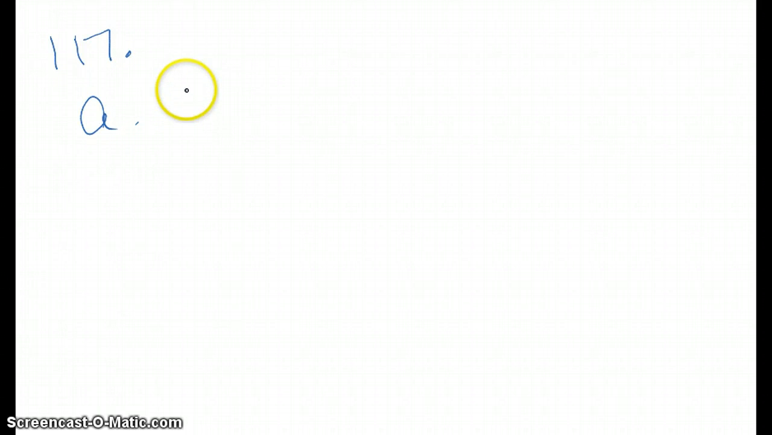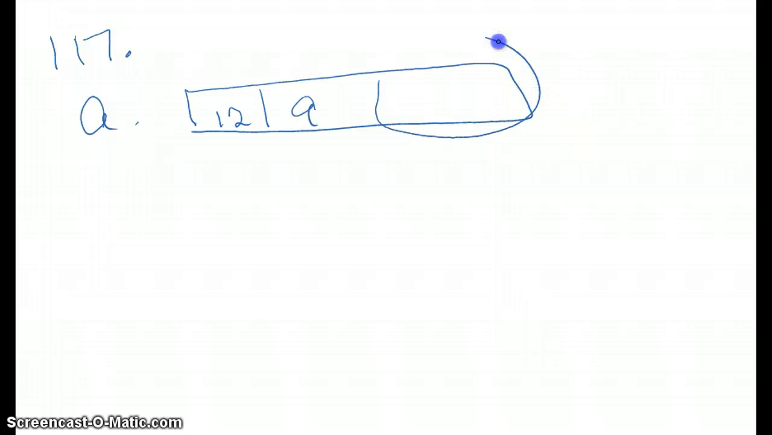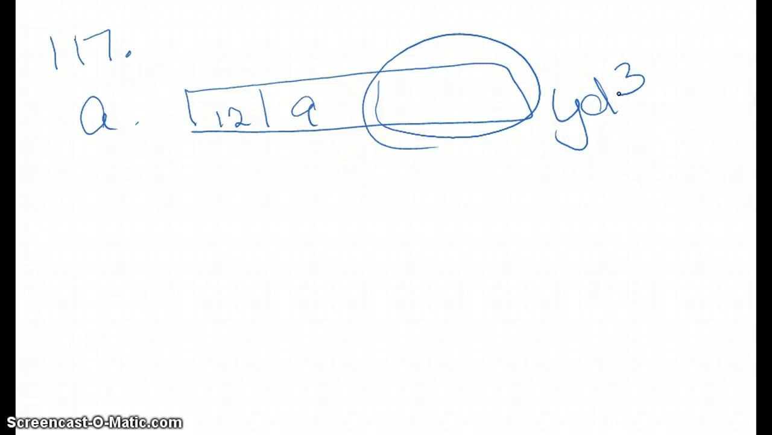Now we're going to look a little bit at problem 117. Now for part A, look at the graph, look at the table below, and you just need to follow it along. Find the place where it says 12 by 9, and then right here, it automatically gives you the solution set. So that's going to be your volume in yards cubed. Part B is a little more difficult.